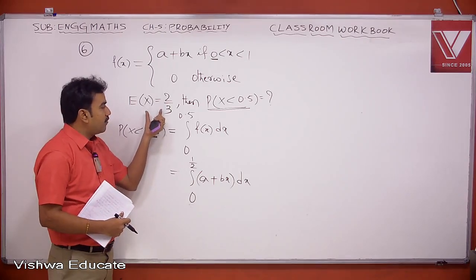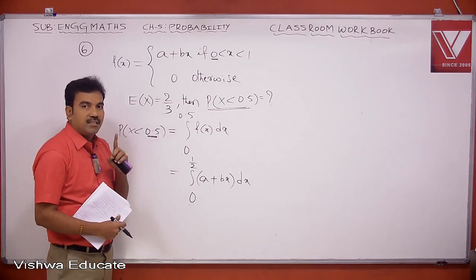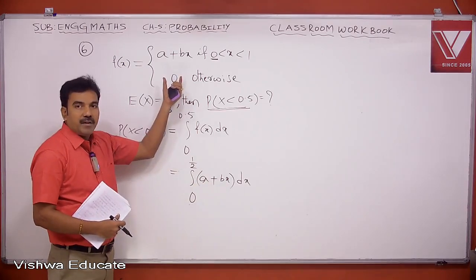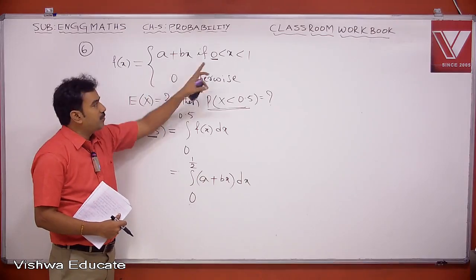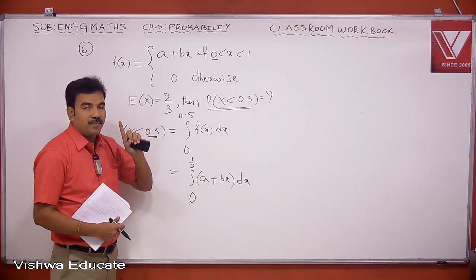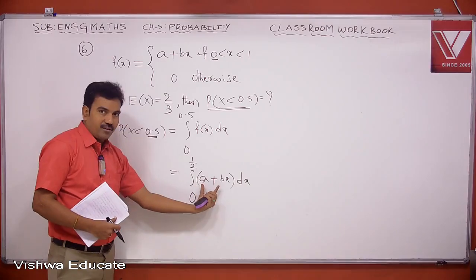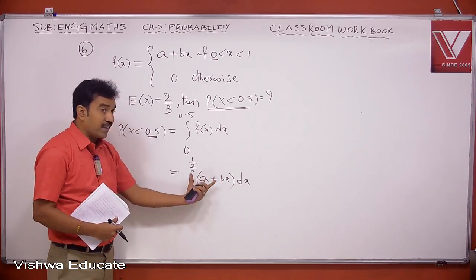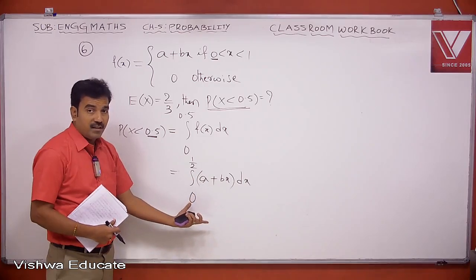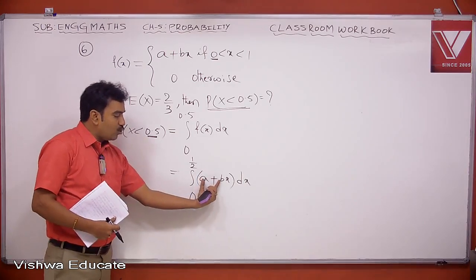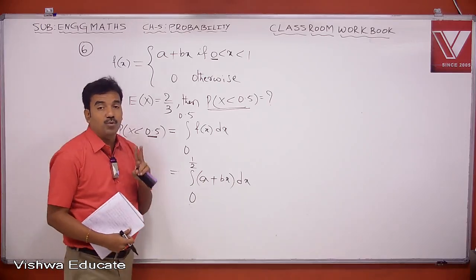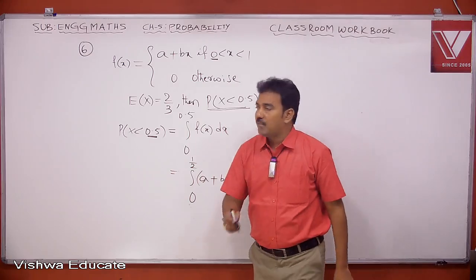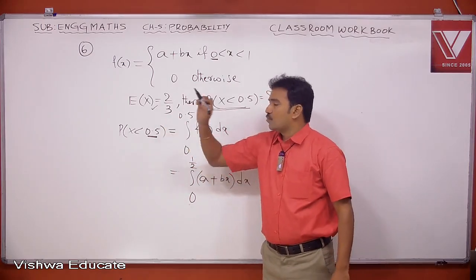When you use E of x equal to 2 by 3, you get one equation in terms of variables a and b. Since it is a valid PDF, when you integrate this function between 0 to 1, the result is 1. See here, I want to get this value. That means I should know the values of a and b. If I don't know the values of a and b, I cannot integrate this function, right? So therefore, if I want to get two values a and b, I must establish two equations in terms of variables a and b. Now one equation can be framed by using E of x equal to 2 by 3.